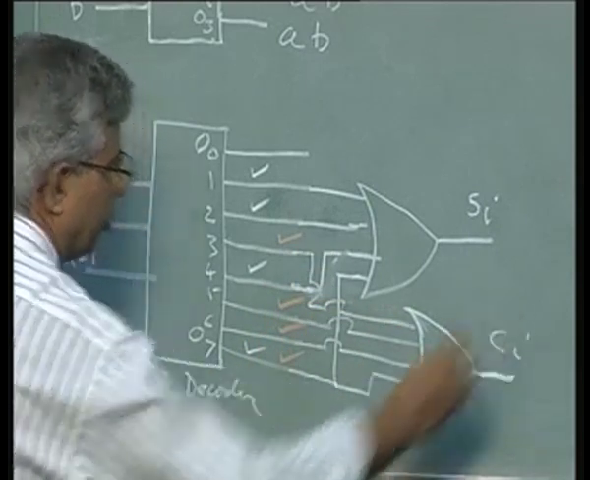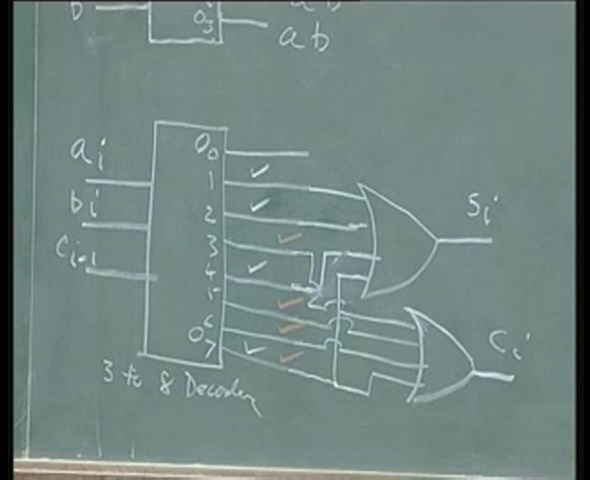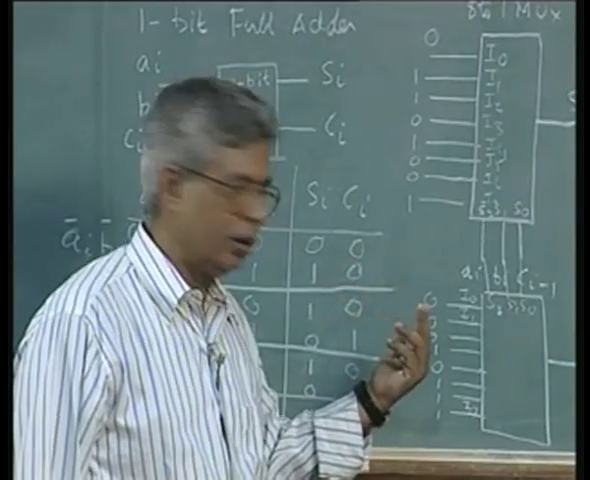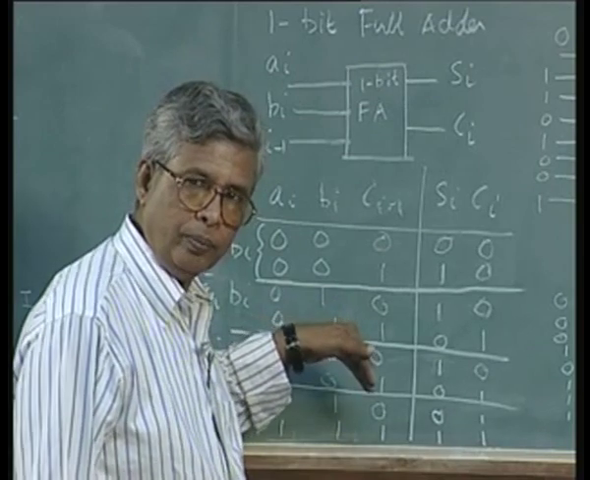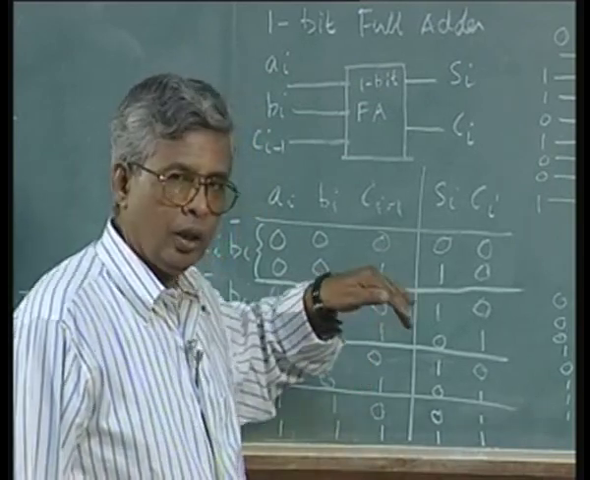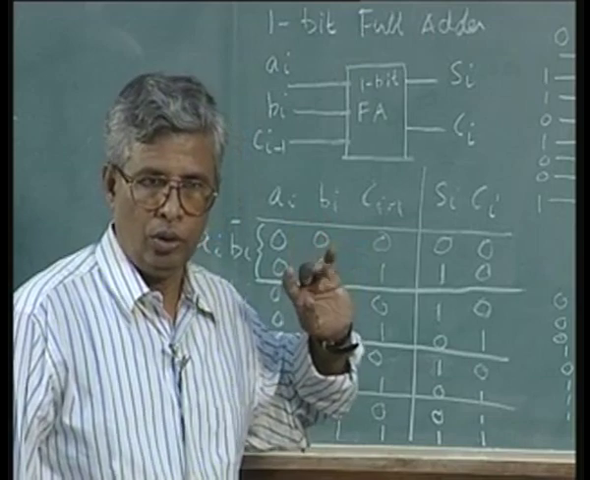This is Ci. So, with one simple 3 to 8 decoder and 2 OR gates, I can make the full adder circuit implemented as given in this truth table. There is one catch though.